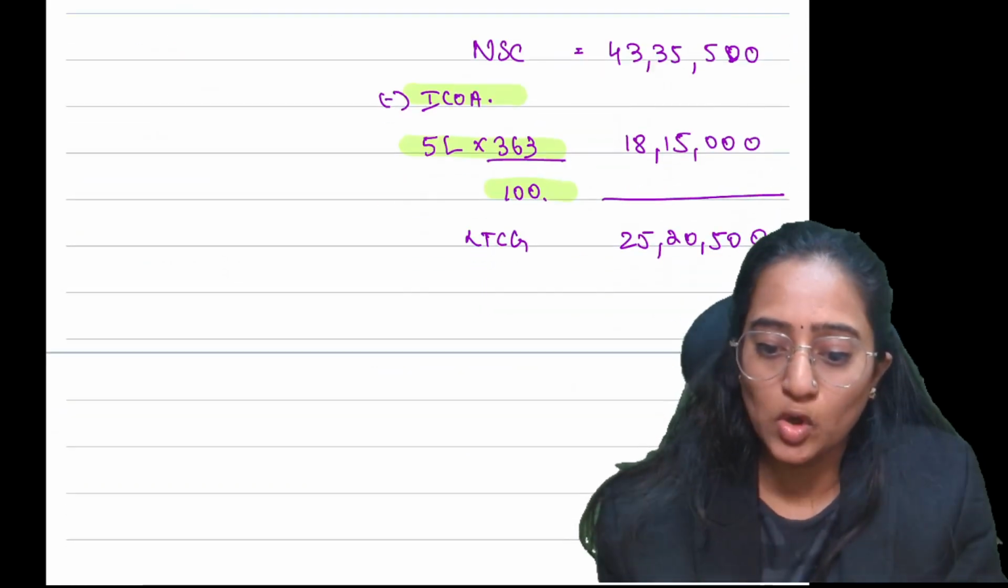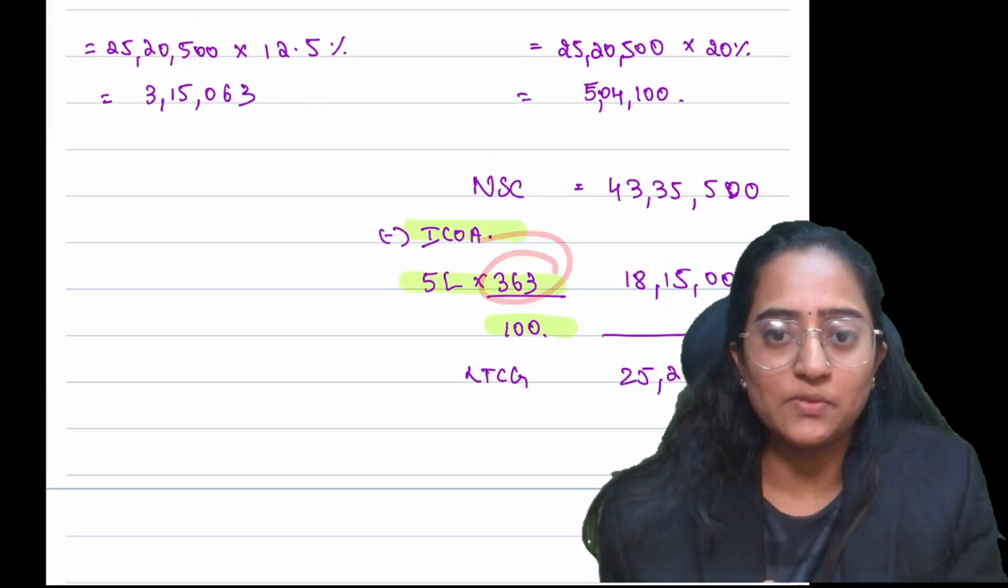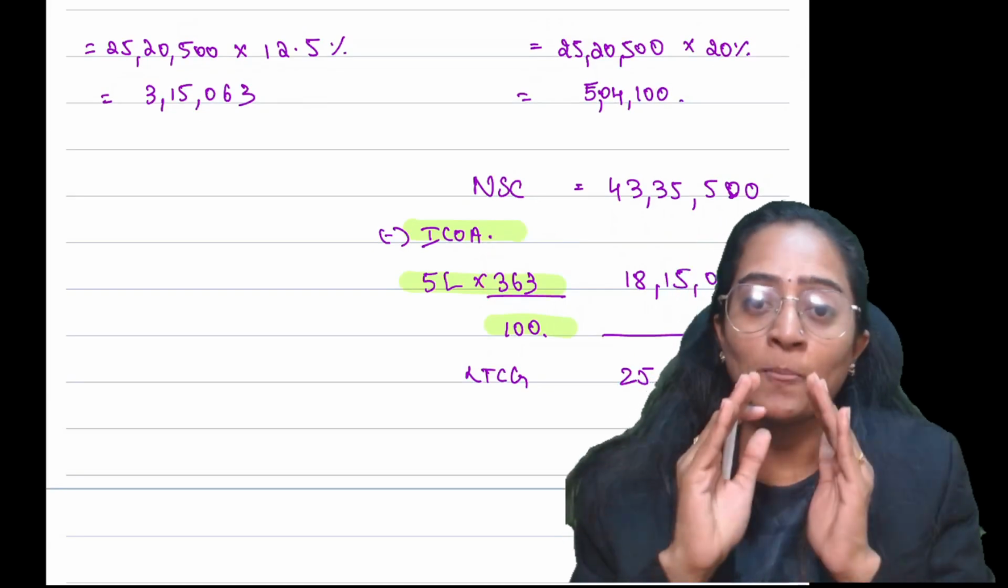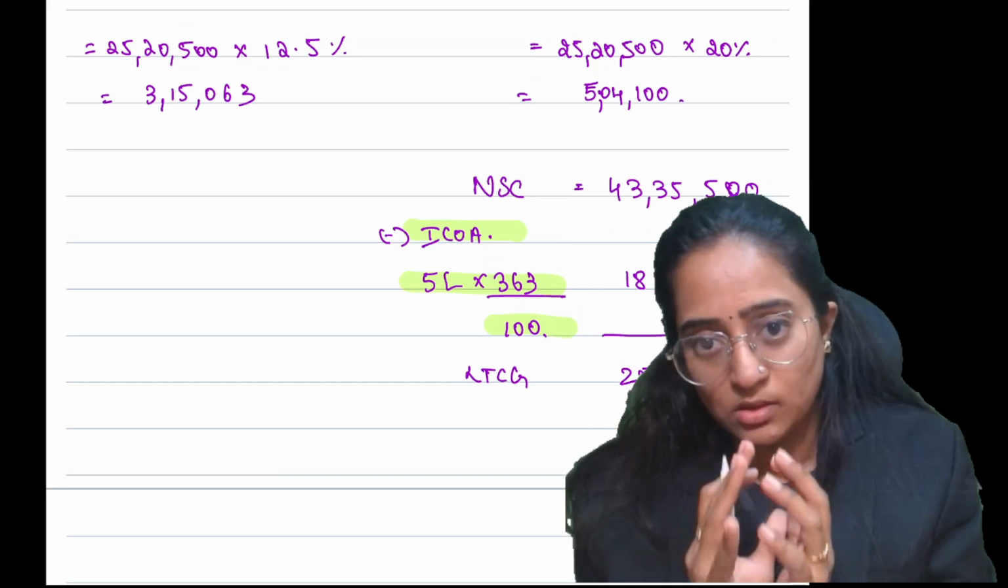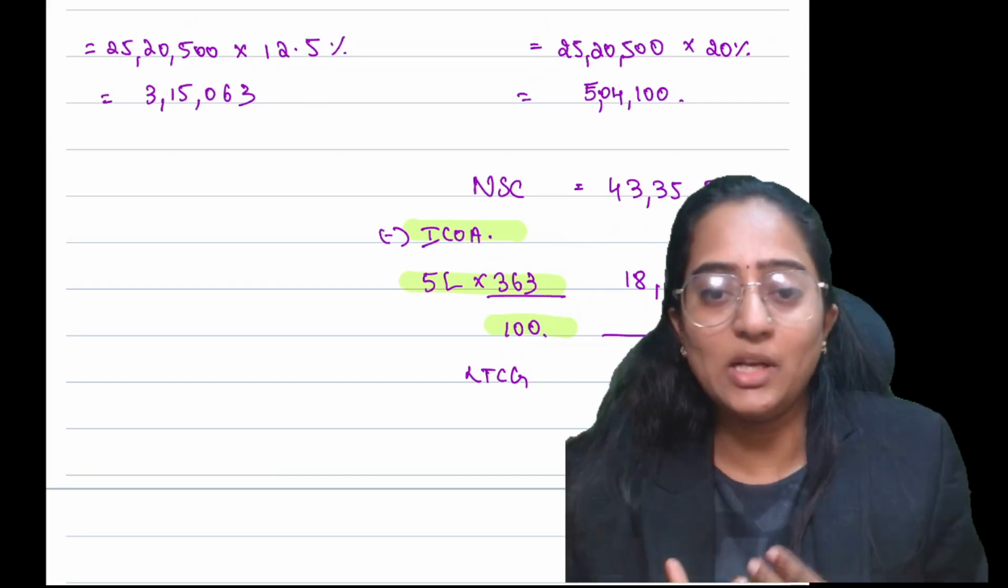Indexation benefit means you are going to do this. That is 5 lakh into year of transfer 363. I hope you already know how to calculate the indexation. Based on that assumption, I am moving forward.